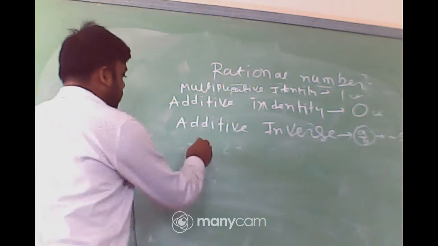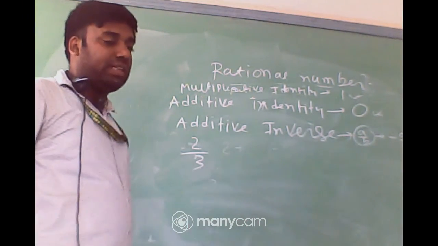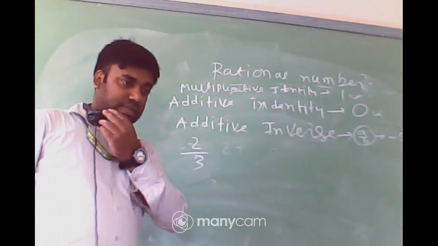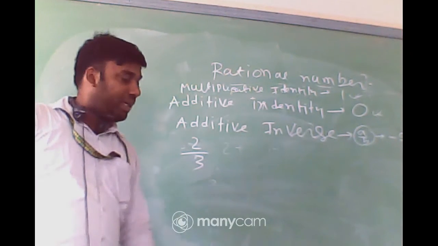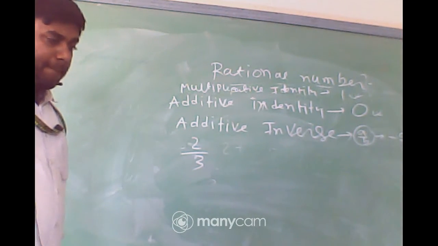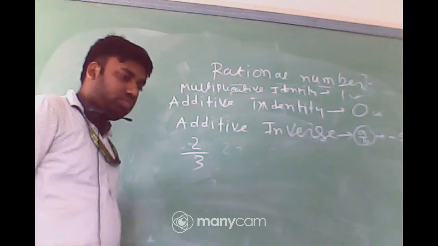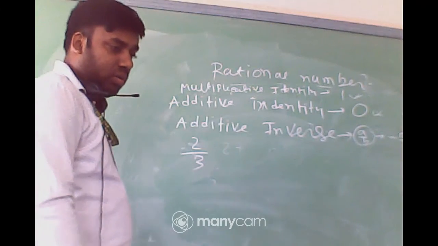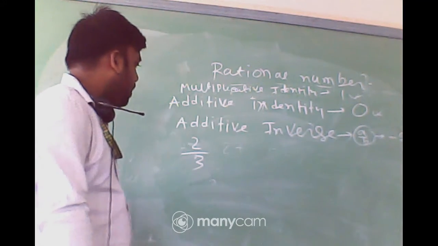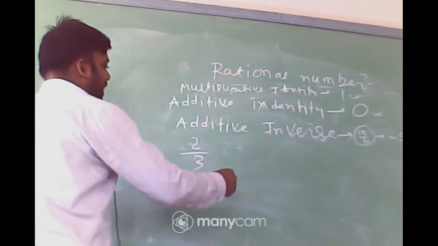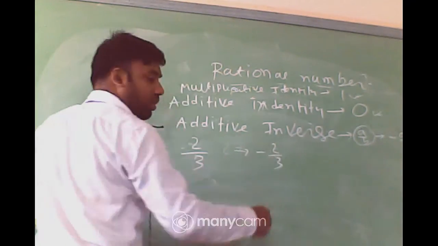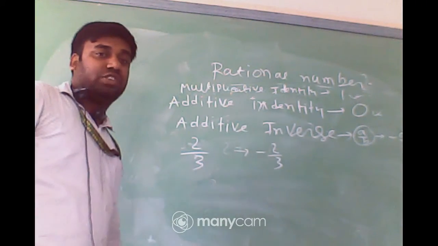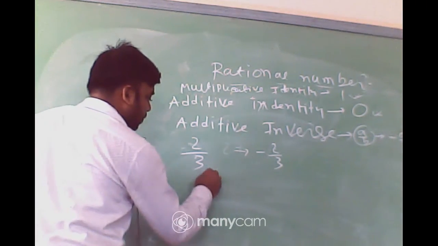For example, 2 by 3. Additive inverse of 2 by 3. Who can say? Quickly answer. No, wrong. The additive inverse of 2 by 3 is minus 2 by 3. If you add these two, you will get 0. Next, 5 by 9.